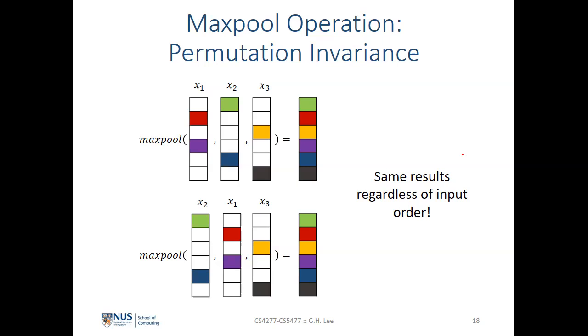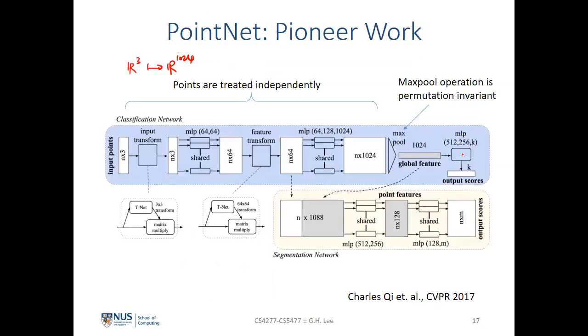So you can see that if I were to input x1, x2, x3, and x2, x1, x3, my output is still the same. Because I'm taking the max operation, and max operation is regardless of the order. So therefore, because I maintain every feature independently at the beginning, then I do a max pool here, which is permutation invariant. Therefore, the whole thing here is actually permutation invariant. That means that whatever inputs that I give in whichever order, it will still work the same way. And that's PointNet. It's very simple, but he came up with this idea.